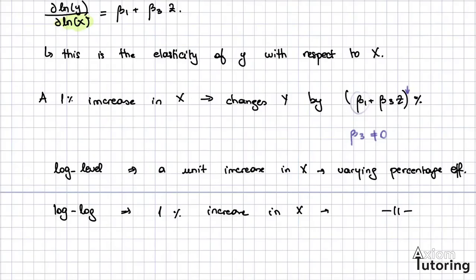So in log-log interaction models, the elasticity of y with respect to x is going to be beta 1 plus beta 3z. It's no longer a constant, it varies with z, and because it's a log-log, it is in terms of percentages. In the next video, we'll apply this as a worked example and compute elasticities at specific values of z, so stay tuned and I'll see you in the next video.